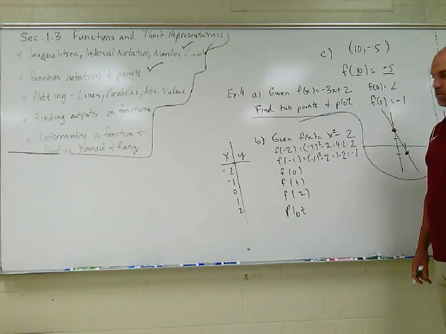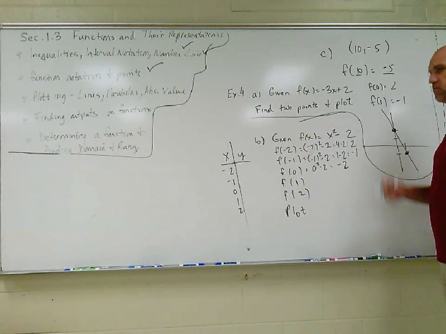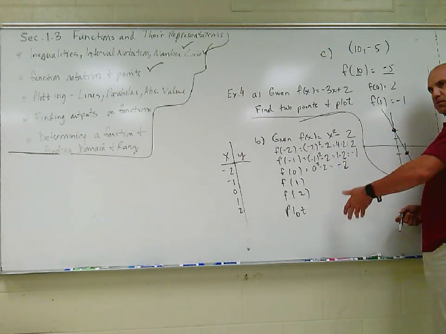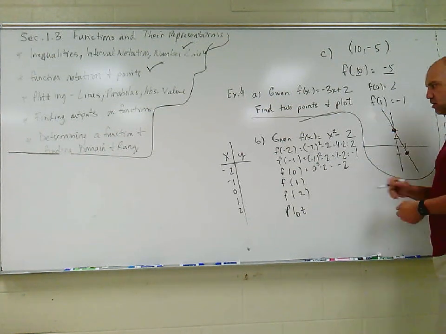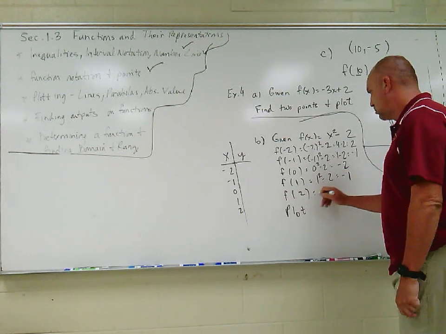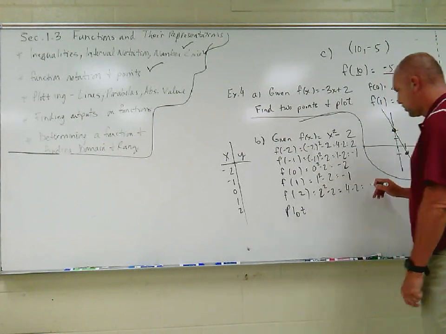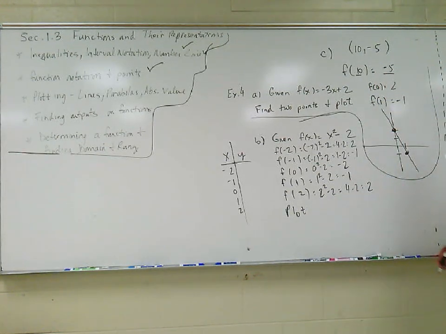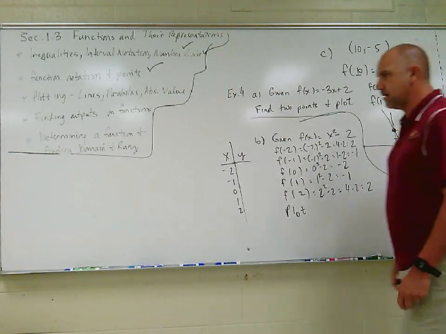Okay. Plug in a 0. 0 squared minus 2, you get negative 2. Everybody okay on this notation and then what to do? And now we're creating a bunch of points, right? Plug in a 1. 1 squared minus 2, we get negative 1. Plug in a 2. 2 squared minus 2, we get 4 minus 2, which is 2. You could have also done this with a T-chart. So now we need to plot that.